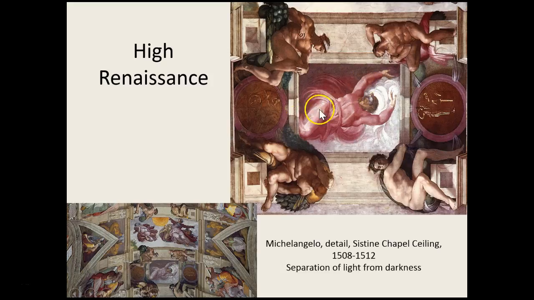Here he's not incorporating that balance, but he definitely has a very significant diagonal line with the figure of God in the center. So typically a High Renaissance artist would try to incorporate the X composition, but he doesn't do that. He really tries to emphasize this diagonal line, and this gives the viewer a sense of tension and makes the image more dynamic.